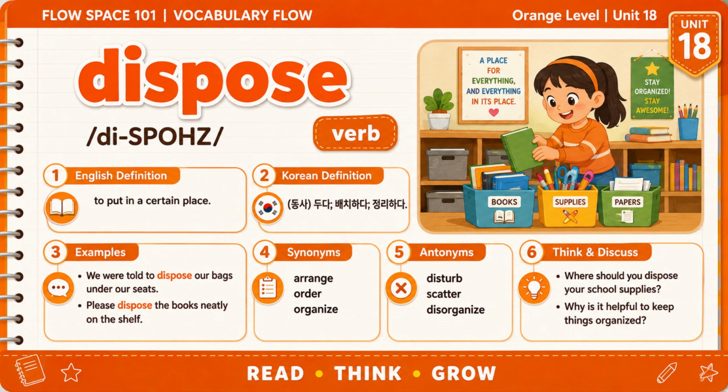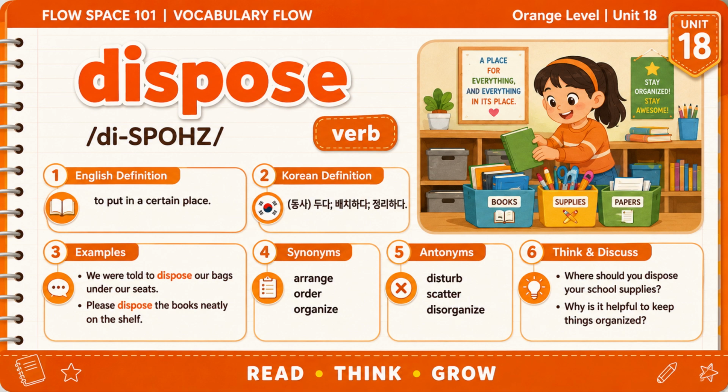Our next word is dispose. Say it with me, dispose. Dispose is a verb. It means to put something in a certain place. It can also mean to arrange or organize. For example, we were told to dispose our bags under our seats. Another example is, please dispose the books neatly on the shelf.